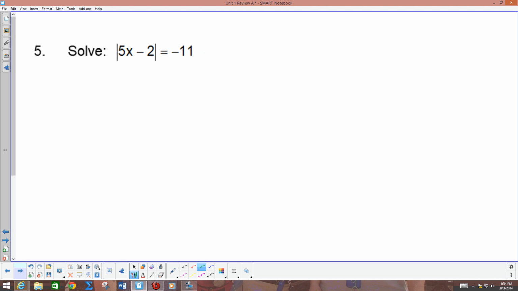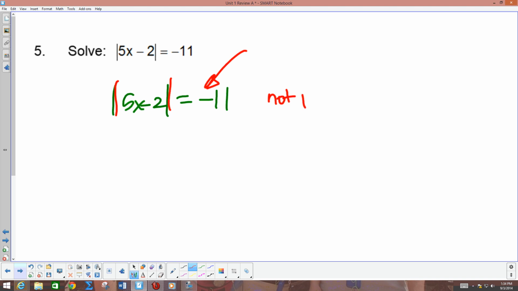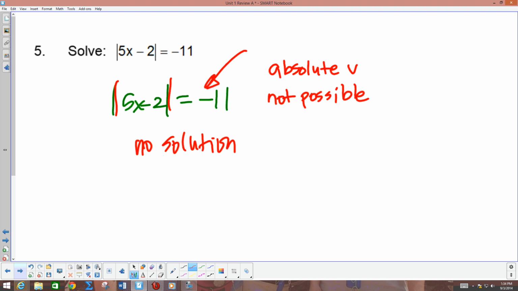Number 6, absolute value. Oops, excuse me. Number 5, absolute value. Can I ever have an absolute value in here that is equal to a negative number? Am I allowed to have an absolute value equal to a negative number? Not possible. Absolute values are always positive. So the answer for this would be no solution. Absolute value cannot be equal to a negative number. Okay, so you better remember that.